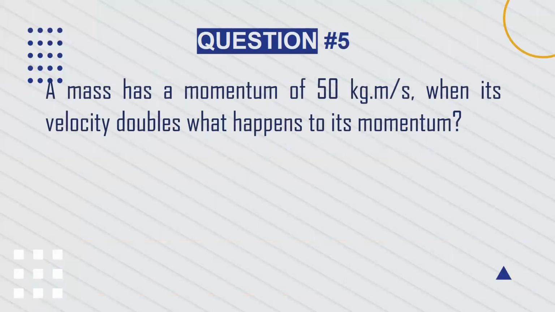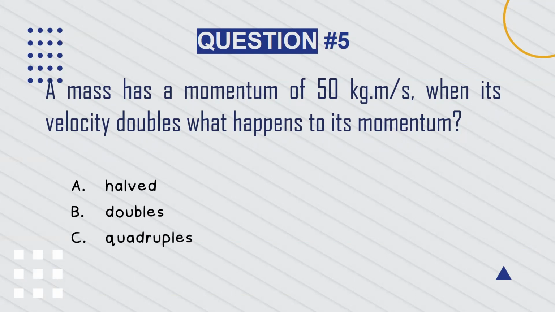A mass has a momentum of 50 kg meter per second. When its velocity doubles, what happens to its momentum? Is it A, becomes half, B, it doubles, C, it quadruples, or D, it stays the same?